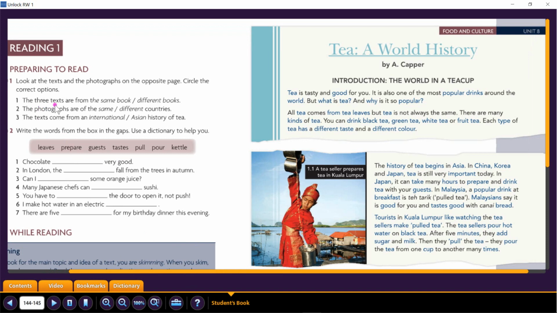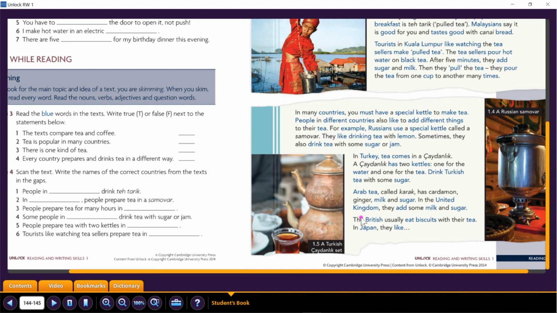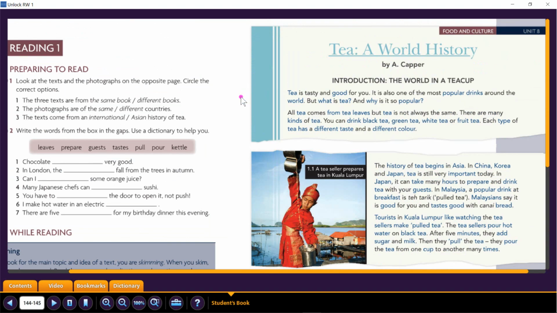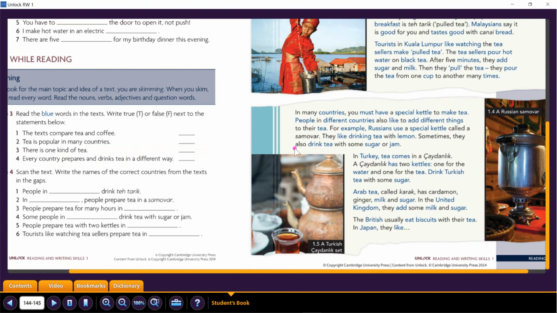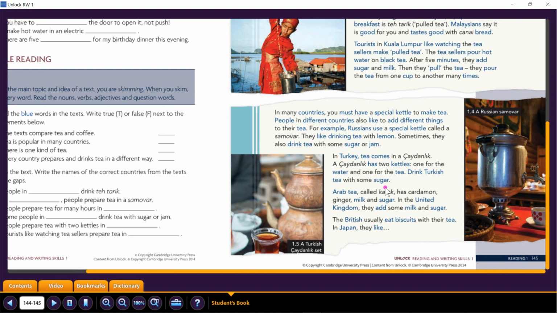The 3 texts are from the same book or different books. What do you think? Are these 3 texts from the same book or different books? Try to choose the correct answer. Number 2. The photographs are of the same or different countries. Do you think these 3 pictures are related to the same country? What do you think?